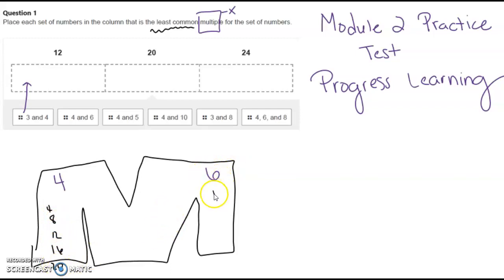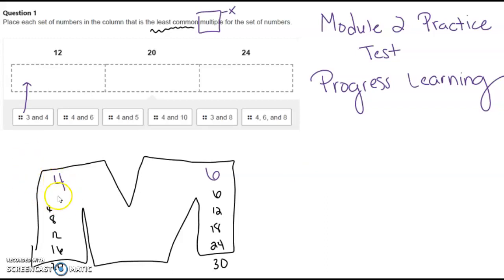Let's do some of 6. We have 6, 12, 18, 24, and 30. All right, so I listed 5 multiples of each, but I still don't see one in common. Guess we've got to go a little bit further.